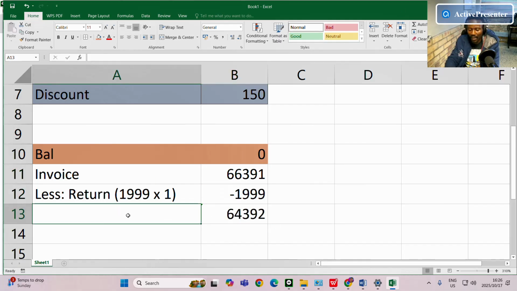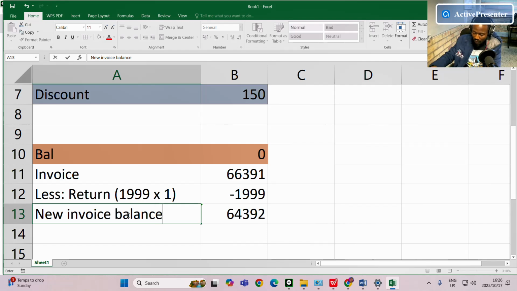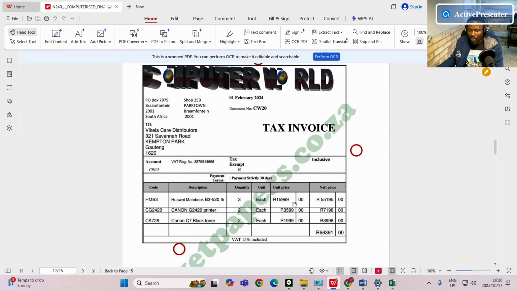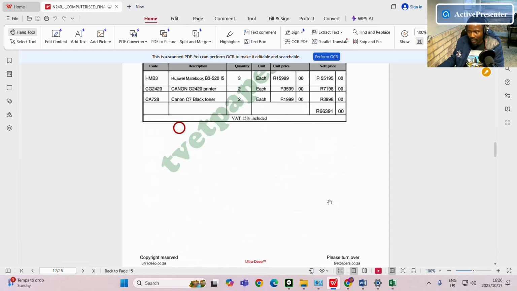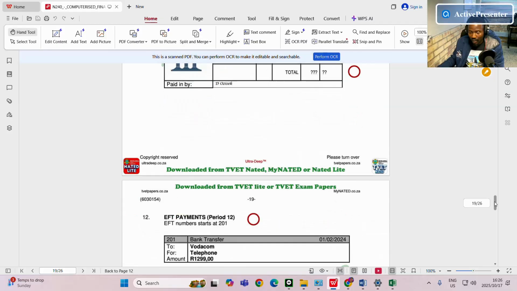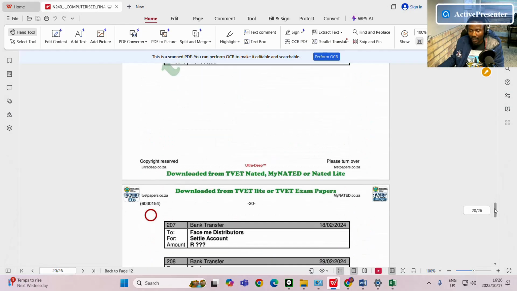Then what do I get? I get the new invoice balance. Right. Then I need to go and check, do I have any early payment terms? Okay, in this case, there's no need for me to check that. You know why? Because I was already given the payment. I already have the payment. Had I... Okay, let me check.